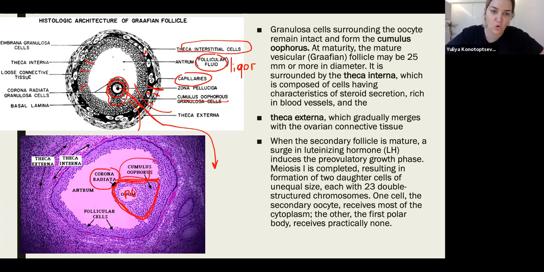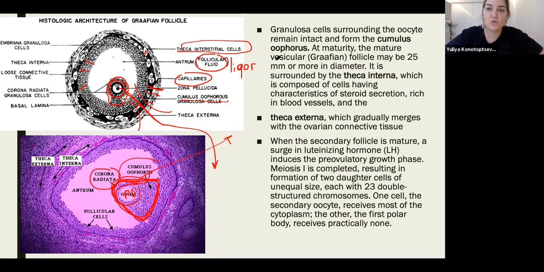Cumulus oophorus is all of these granulosa cells, but after ovulation, only the granulosa cells that are touching the oocyte are going to go with it to the fallopian tube. So that's what we call corona radiata. So is the structure of the tertiary follicle clear?